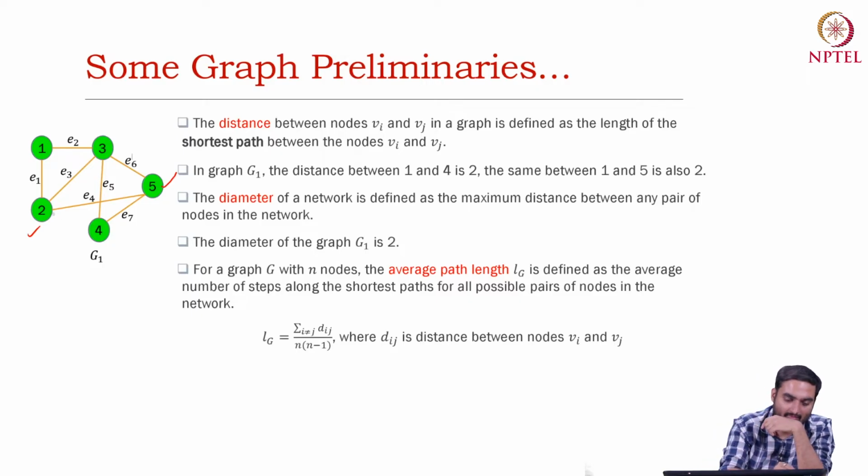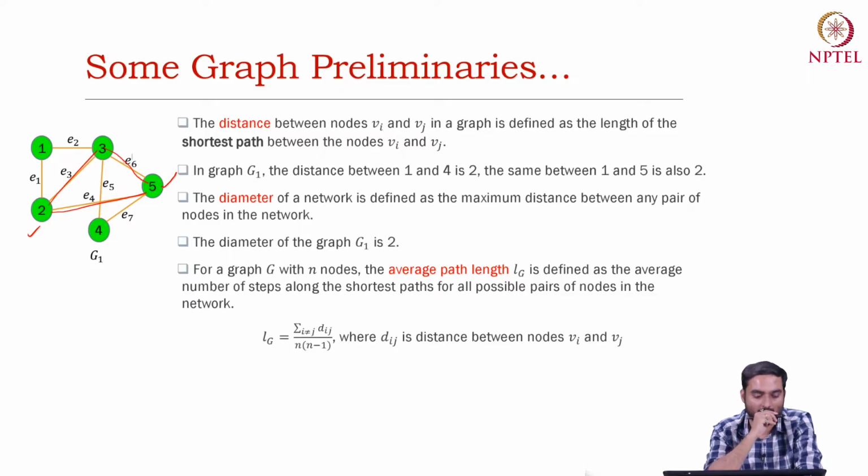For example, between 2 to 5, you see here, you can directly move from 2 to 5 through this edge, or you can move from 2 to 3, then 3 to 5, right? So there are two paths. Which one is shortest? This one is shortest, from 2 to 5. So the distance is the shortest path between a pair of nodes. If you are given a pair of nodes and asked to measure the distance between that pair, you will look at the shortest path and that would be your distance, right?